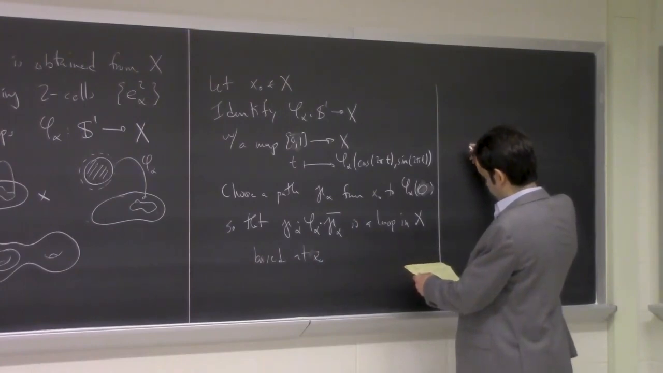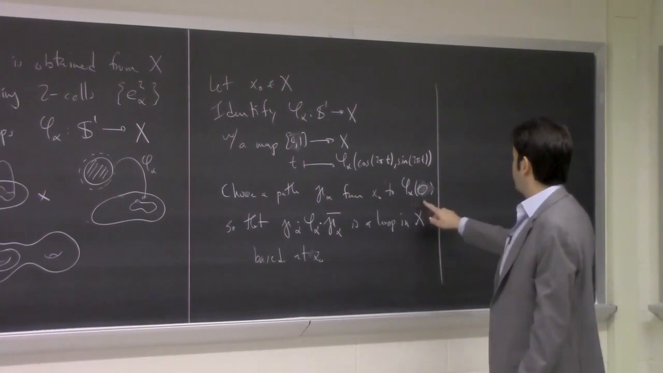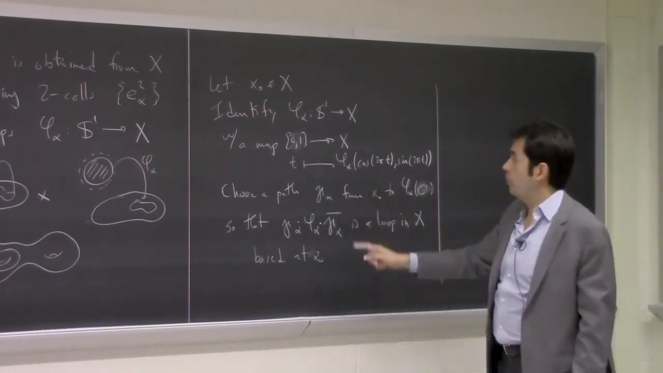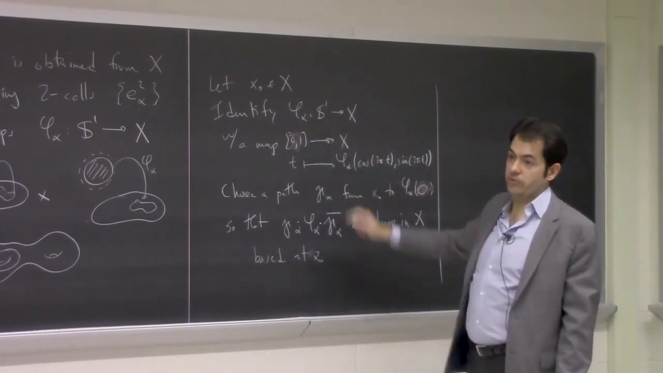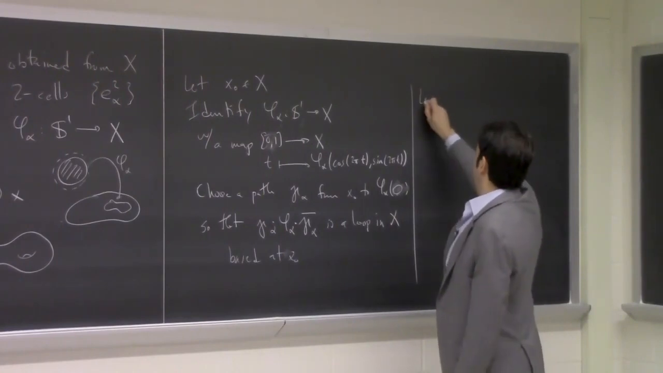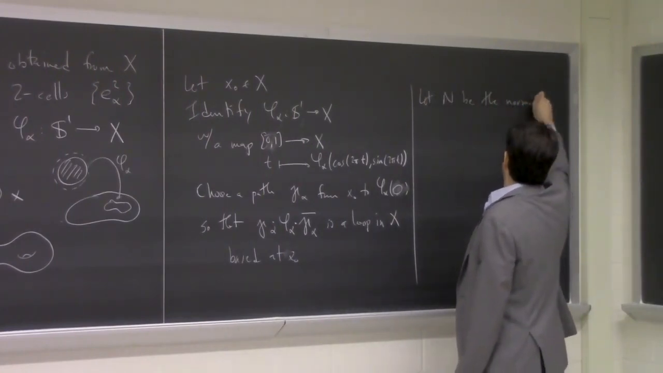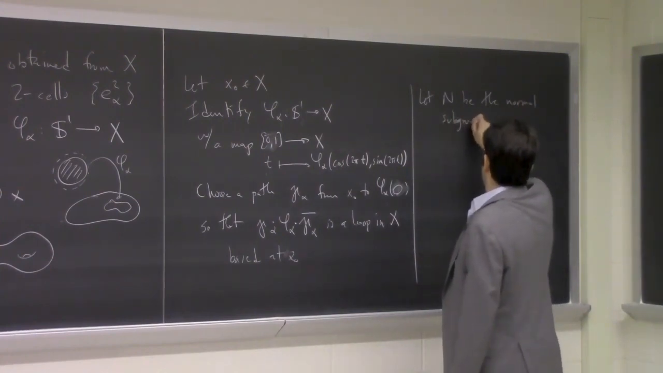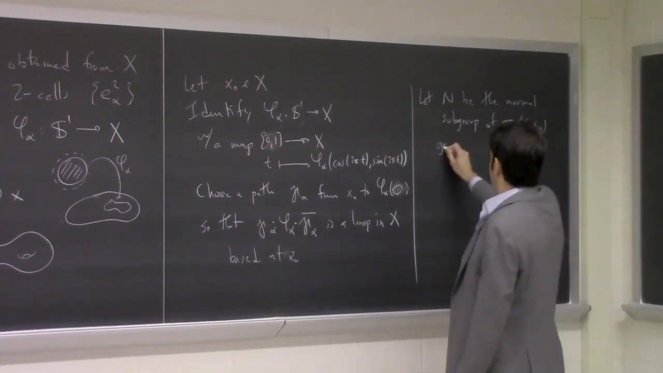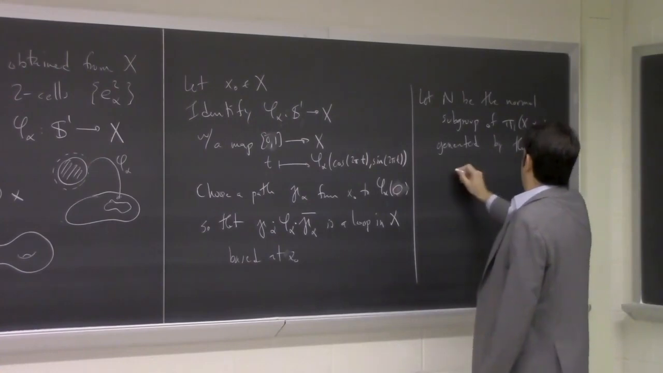Sorry, what's inside phi alpha of 0? Phi alpha of 0, yeah. So after you've parameterized by the interval, it's just wherever you send 0. Or if you like up here, it's wherever you were sending the base point (1, 0). Okay, and let N be the normal subgroup of pi 1 of X, x naught generated by these loops.